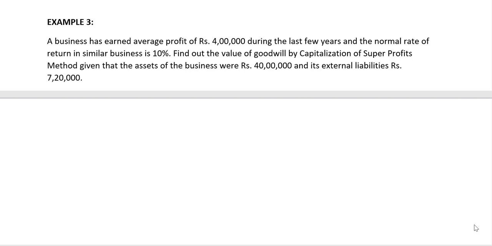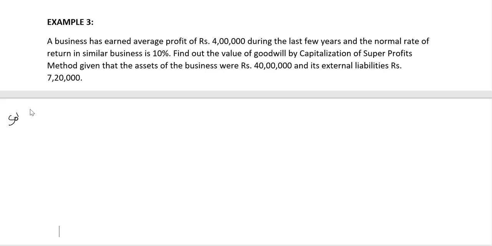Example 3. A business has earned average profit of rupees 4 lakh during the last few years, and the normal rate of return in similar business is 10%. Find out the value of goodwill by capitalization of super profits method, given that the assets of the business were rupees 40 lakh and its external liabilities rupees 7,20,000.